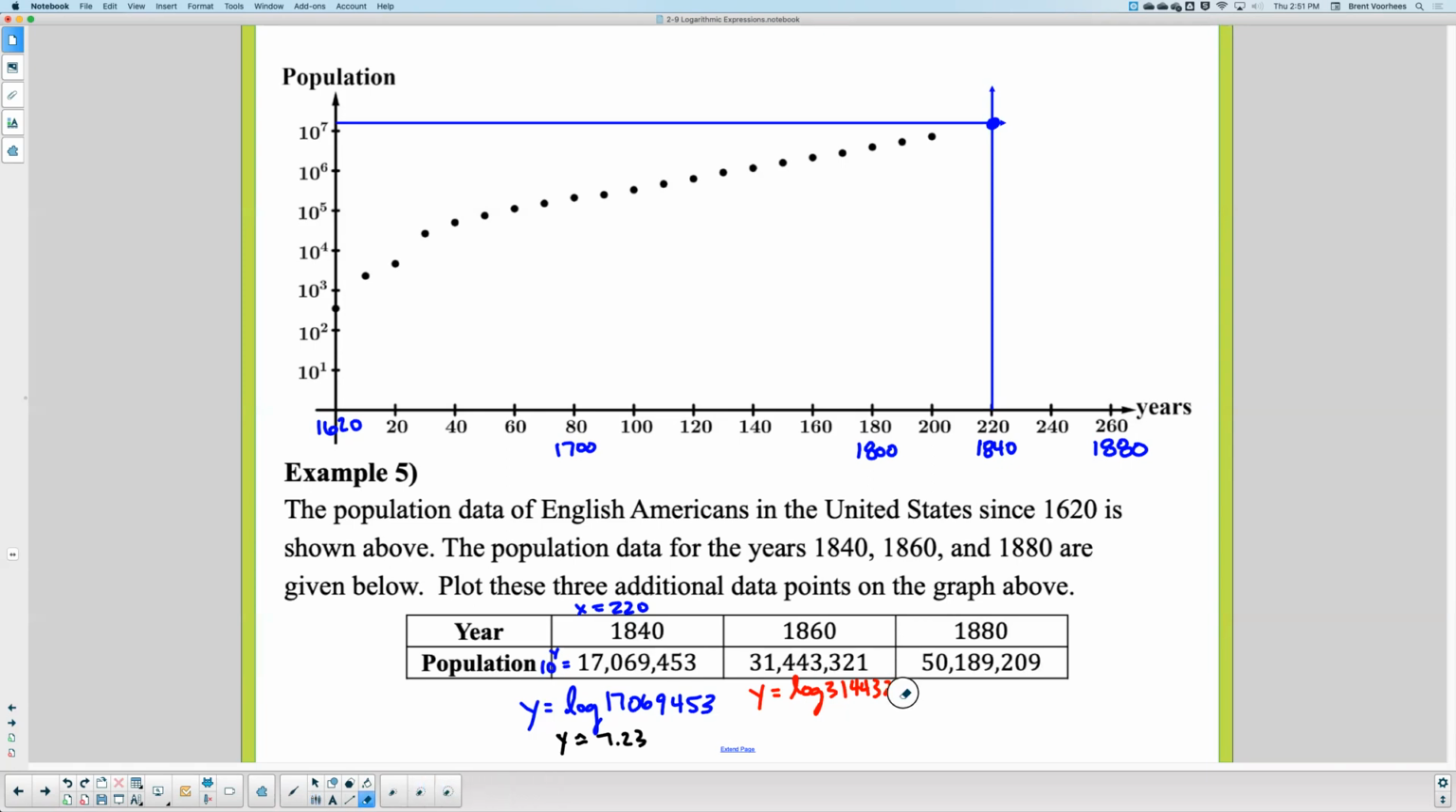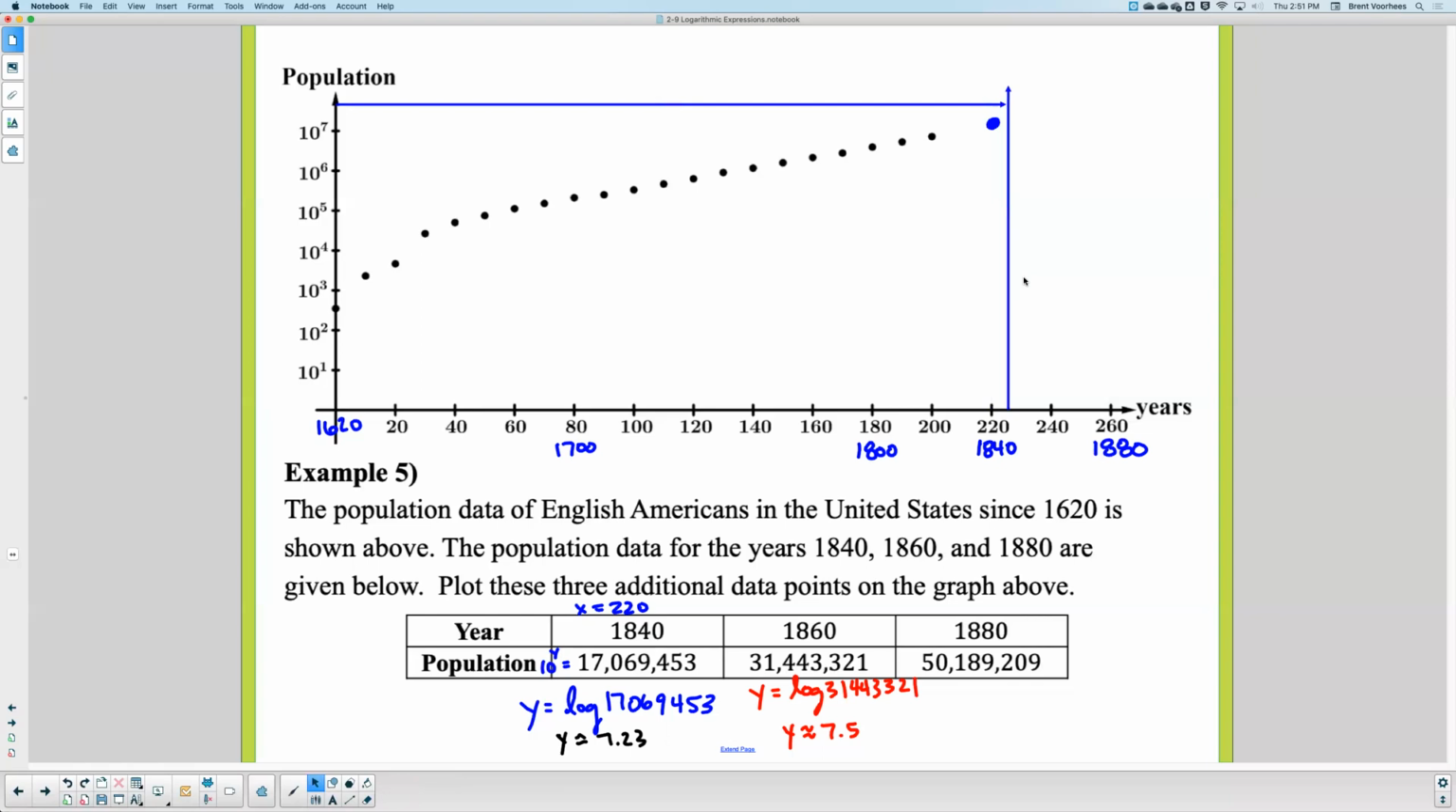I didn't do 23, sorry. 3321. What is y approximately there? 7 point what? 497. So let's just say 7.5. So now I'm going to go to 7.5. Maybe that's about 7.5, maybe you're in there. And I need to go to 1860, which means 20 years over. This next intersection is our second point in red.